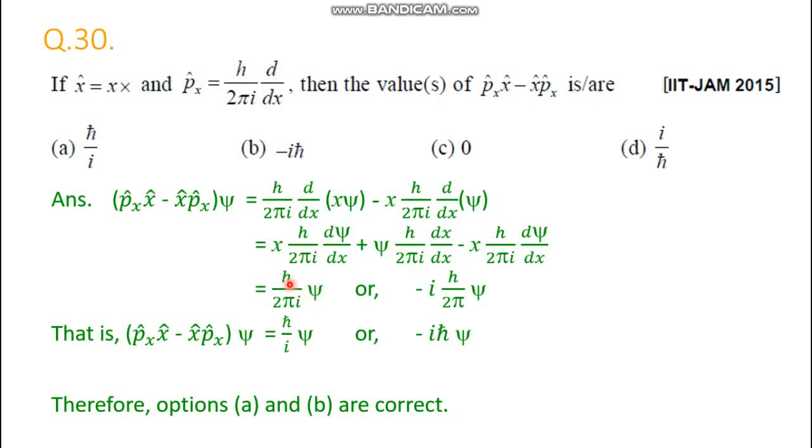Now h by twice pi means h cross. So this is h cross by i into psi, or we know that h cross by i is actually minus i h cross. So you can also write this as minus i h cross psi. So the final result is either h cross by i into psi or minus i h cross psi. And if you remove psi, then the result left behind is h cross by i or minus i h cross. So we have two correct answers here. One is option A, h cross by i, and another one is minus i h cross.